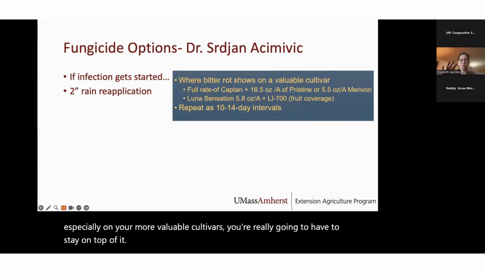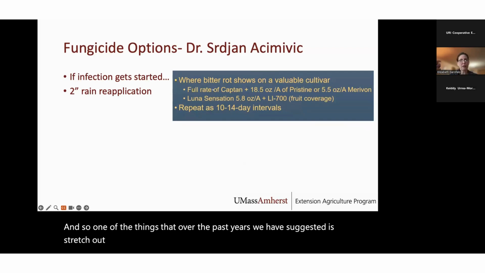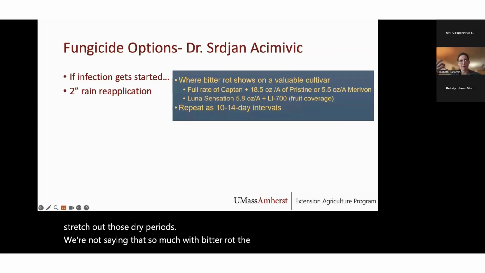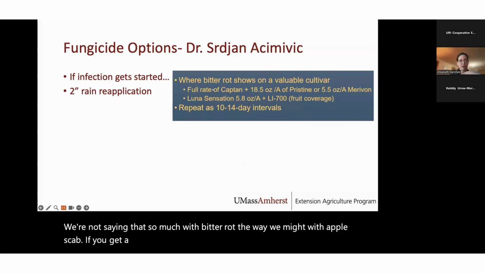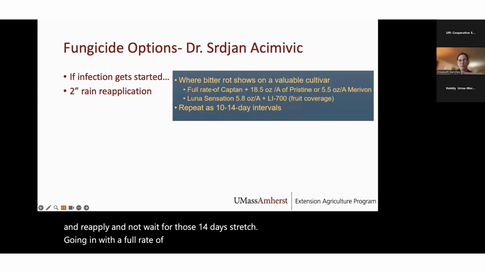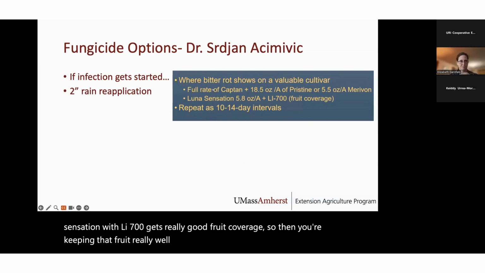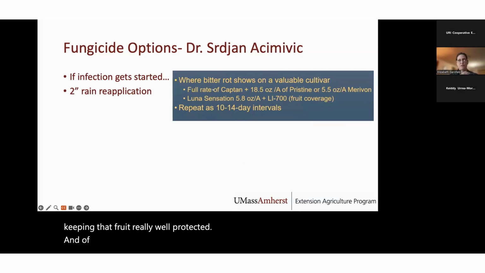One of the things that over the past years we have suggested is, stretch out those dry periods. We're not saying that so much with bitter rot the way we might with apple scab. If you get 2 inches of rain, you really need to go in and reapply and not wait for the 14-day stretch. Going in with a full rate of Captan plus Pristine with the Maravon, Luna Sensation with LI 700 gets really good fruit coverage. So then you're keeping that fruit really well protected. And of course, the 10 to 14-day intervals without the rain.